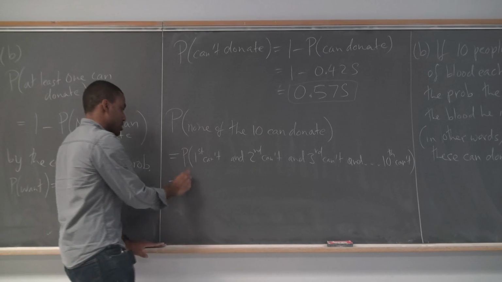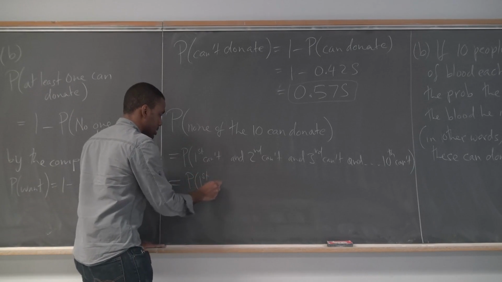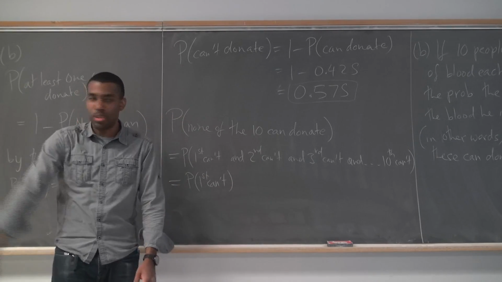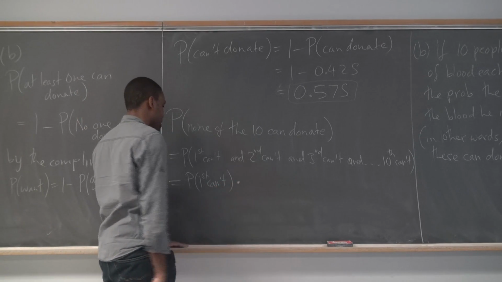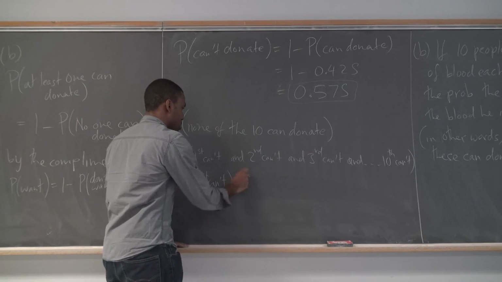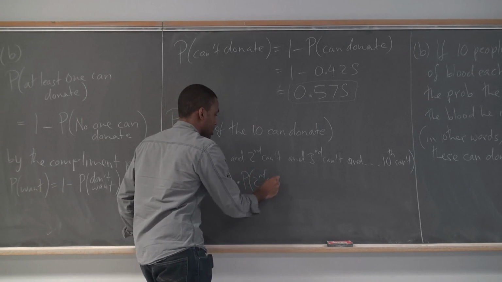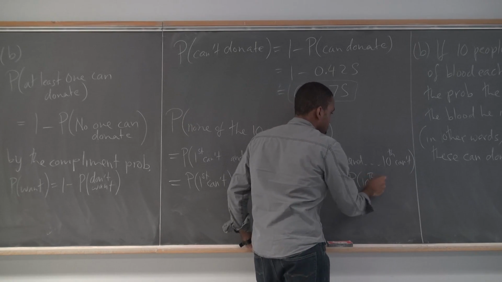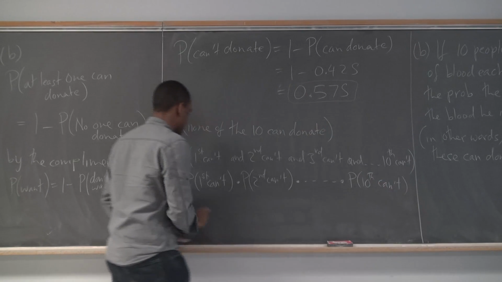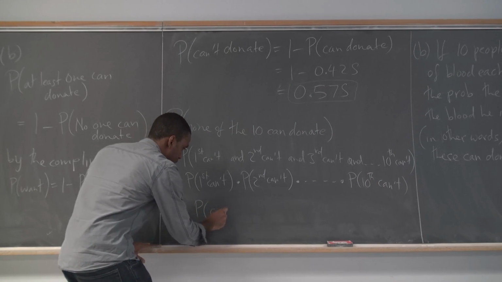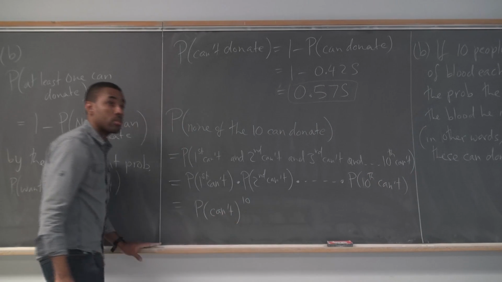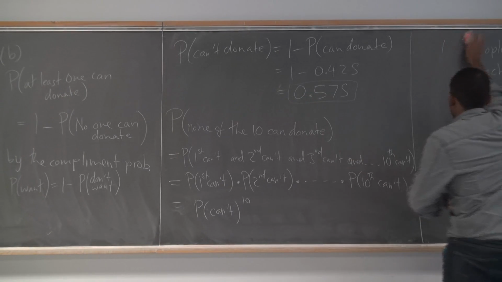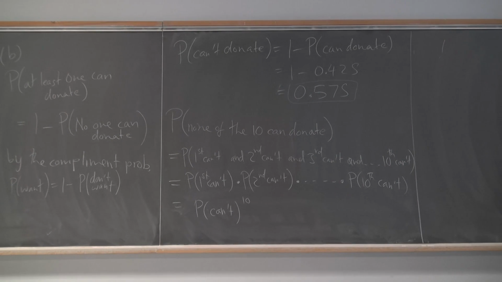Okay. So this is the probability that the first can't. But blood types are independent, right? What your blood type is has nothing to do with what his blood type is, right? We're not even assuming you're related or anything. So the probability that the second can't, times, up to the probability that the 10th can't. But these are all the same probabilities. So really it's just the probability that you can't donate raised to the 10th power. That's the probability that 10 people in a row cannot donate.